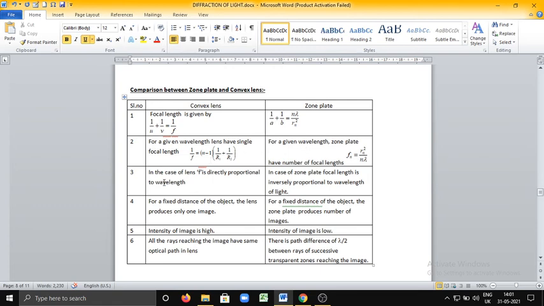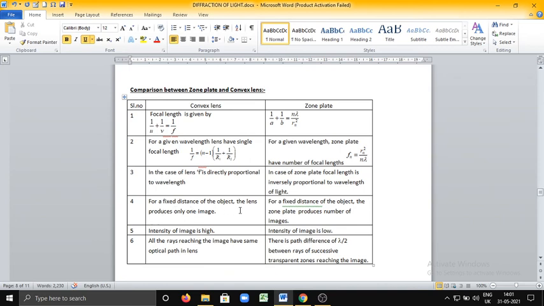In case of a lens, focal length is directly proportional to wavelength. Higher the wavelength, more will be the focal length. That's why when we compare violet and red color, focal length is more for red color in case of a convex lens. Here, in case of a zone plate, focal length is inversely proportional to wavelength. That means higher the wavelength, lesser will be the focal length. That's why focal length is maximum for violet color compared to red color in case of a zone plate.